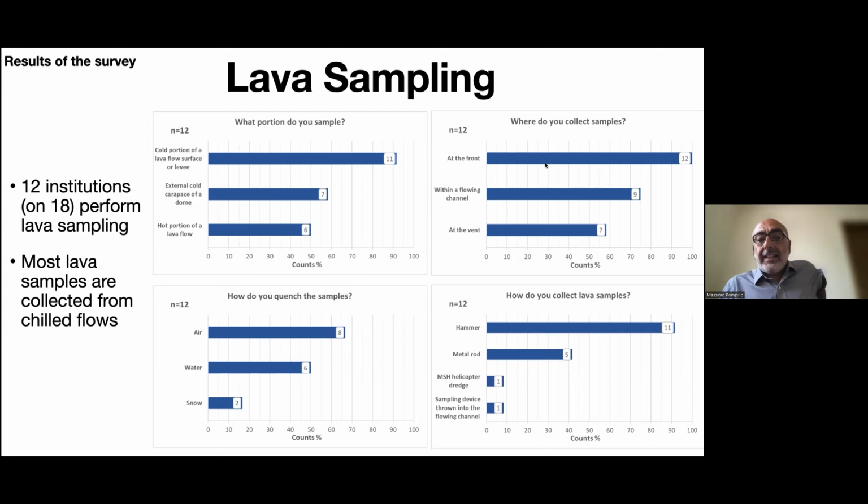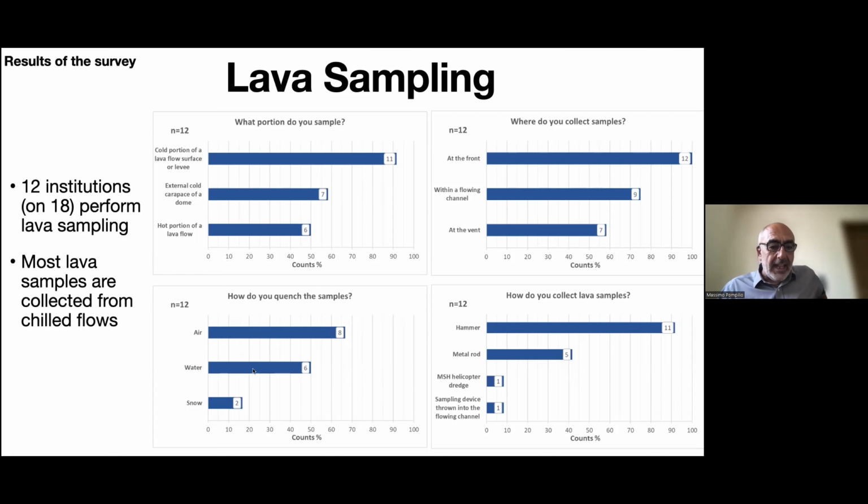Most of the people collect the sample at the front. This is another problem. Sometimes you have a lava flow that can be 10 kilometers long. So is the front representative of the magmatic system on the day of the sampling? Probably not. This should be considered a minimum eruption date within a flowing channel. At the vent is the best.